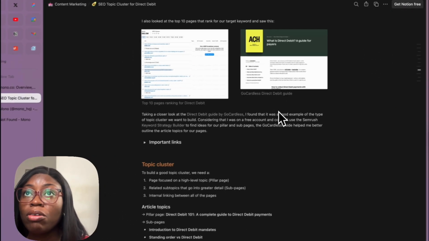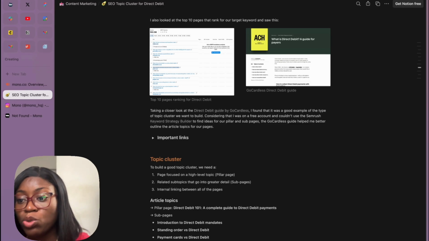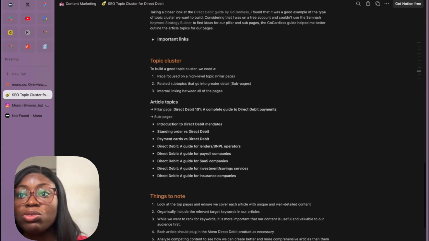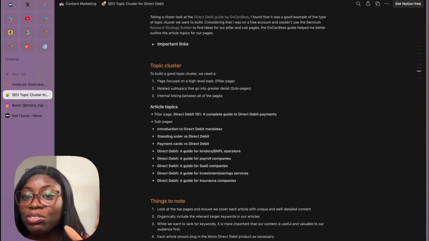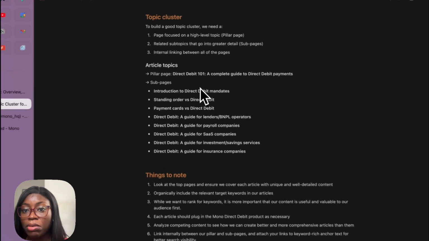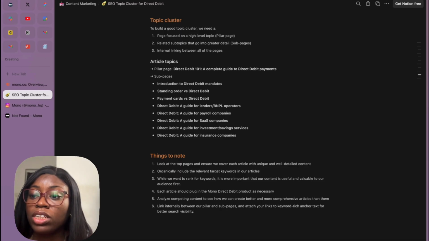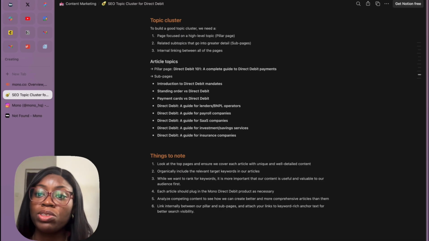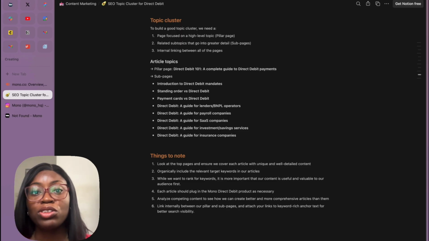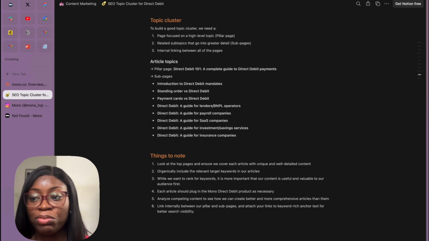That also helped me plan and figure out what I wanted my pillar page to be and what I wanted the sub pages to be. When I was done with this research, I could see what my pillar page would be about and what the sub pages would be, interlinked to each other, and what we wanted to discuss in each article. After the articles have been created, let me now show you the results that we got from this.